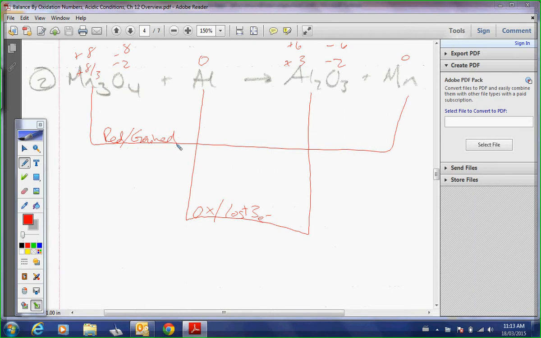And how many did it gain? 8/3. 8/3 of an electron. And at first that feels very awkward, but then that was per species. But in the compound, I have 3 Mn, so this is happening 3 times. And so therefore I have 8 electrons in each compound that are being gained.